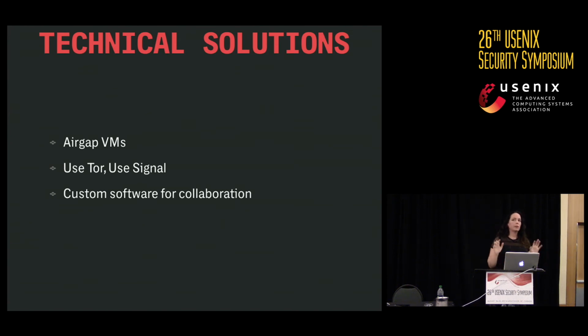And then we wrote some custom software for collaboration, which we put on a more secure internal network, and it required multiple layers of authentication. VPN, two-factor auth. You had to be a known user. You couldn't create new accounts.